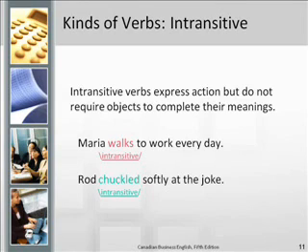We cannot take the infinitive to work and the adverb phrase every day as objects of a sentence, so be very careful. Maria walks by itself is a sentence. Same for the second sentence. Rod chuckled softly at the joke. The verb is chuckled and the subject is Rod. Taking the subject and the verb together, Rod chuckled, this alone can stand as its own sentence.